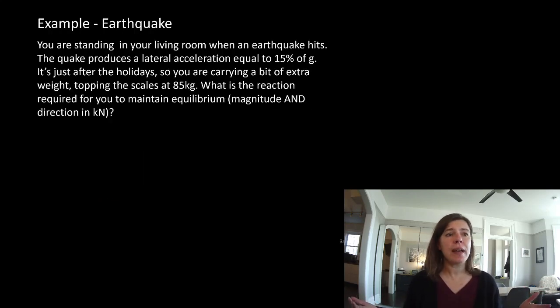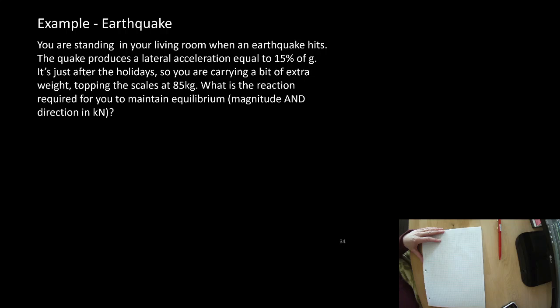So let's do just two fun examples looking at reactions with earthquake and wind. So we have an earthquake example where someone's standing in their living room when an earthquake hits. The quake produces lateral acceleration equal to 15% of gravity. So it's trying to move you back and forth with 15% of gravity. It's just after the holidays, so you're carrying a bit of extra weight, topping the scales at 85 kilograms. What is the reaction required for you to maintain equilibrium? And so we want a magnitude and a direction in kilonewtons that stops us from moving. Doesn't mean we can't sway, but what we don't want is our object to totally move position.